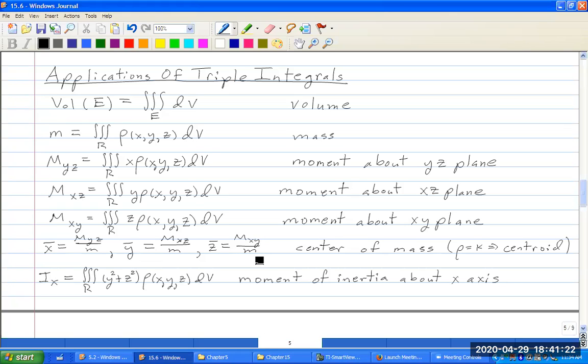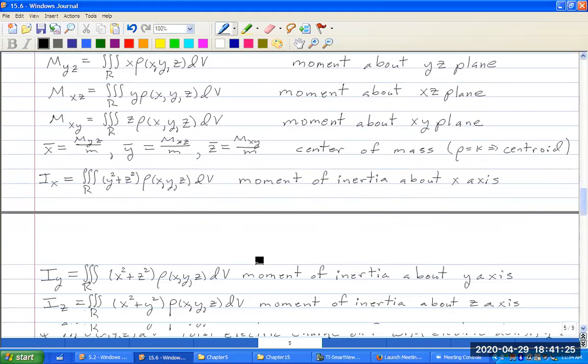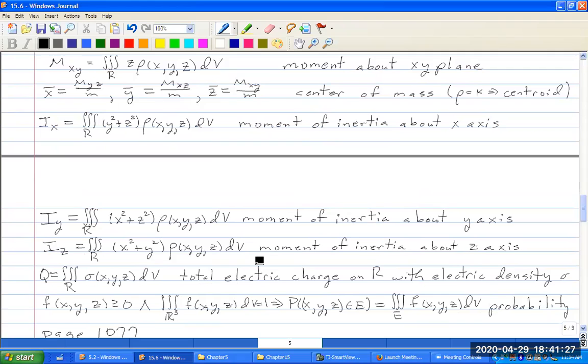The second moment, the moment of inertia about the x-axis, is the triple integral over R of y squared plus z squared times rho. The moment of inertia about the y-axis is the triple integral over R of x squared plus z squared rho. And the moment of inertia about the z-axis is the triple integral over R of x squared plus y squared rho.